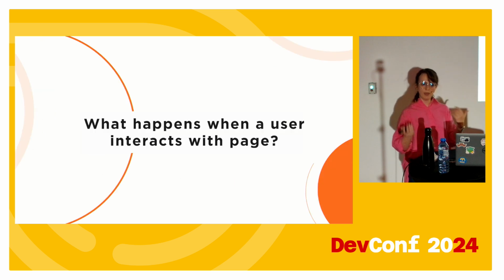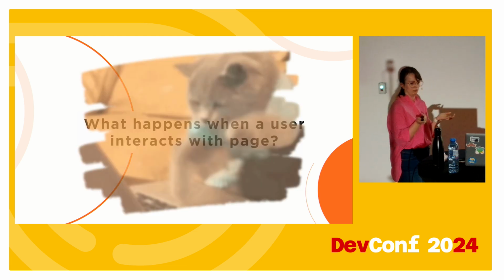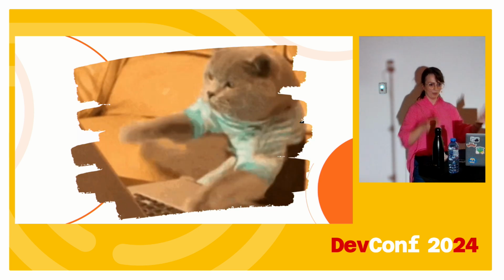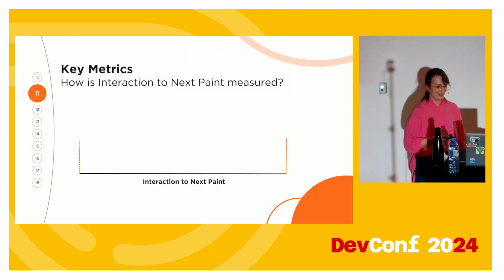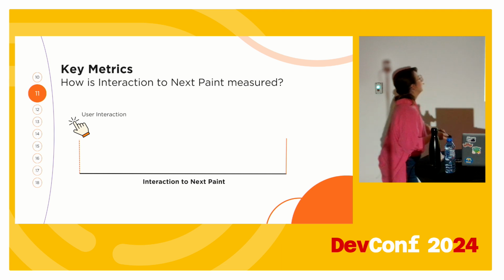But what happens when a user interacts with the page? Like this, probably you know some people who are pressing all the buttons right away. So how is it measured? First, the user interacts. Maybe not like that cat.